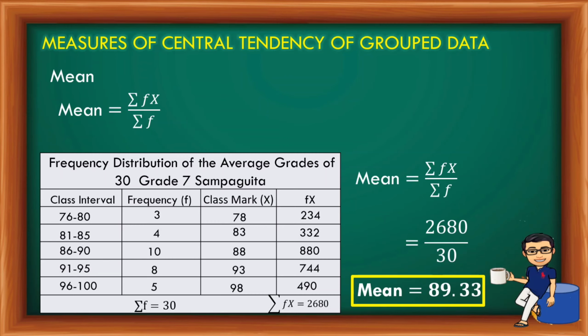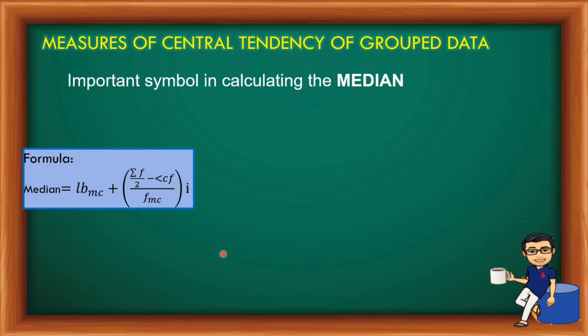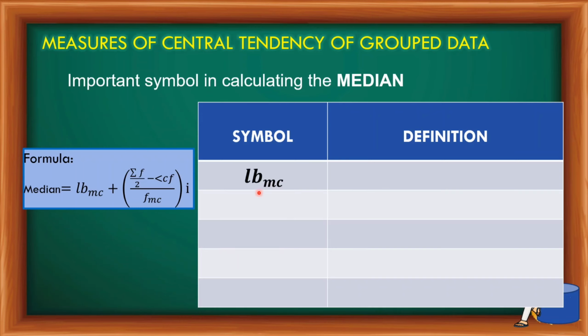Alamin naman natin ang median. So, ito naman yung formula ng median. Alamin natin kung ano ang mga kahulugan ng mga symbol sa median. Okay, again, these are the important symbols in calculating the median. So, let's start with this one. Ito yon, LB sub MC. Ang ibig sabihin noon, lower boundaries of median class.